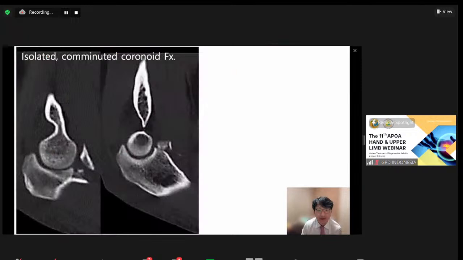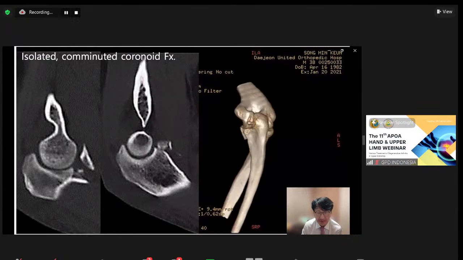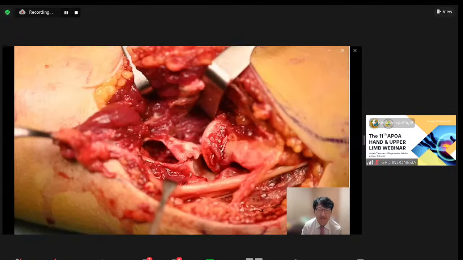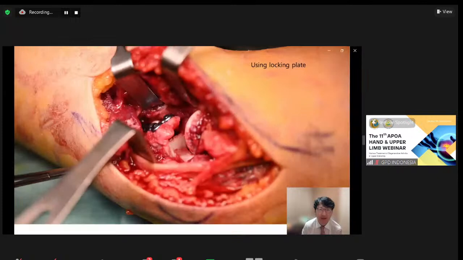But in the case of a comminuted fragment, it is very difficult to fix while maintaining the original congruity. It's like this comminuted fracture, and there is some bony defect. Only this area of articulation should be well matched to the distal humeral articular cartilage. So I usually put the priority on maintaining the original concentric concavity of the coronoid process against the distal humeral articular cartilage. This bone defect is just covered by some kind of bone graft.